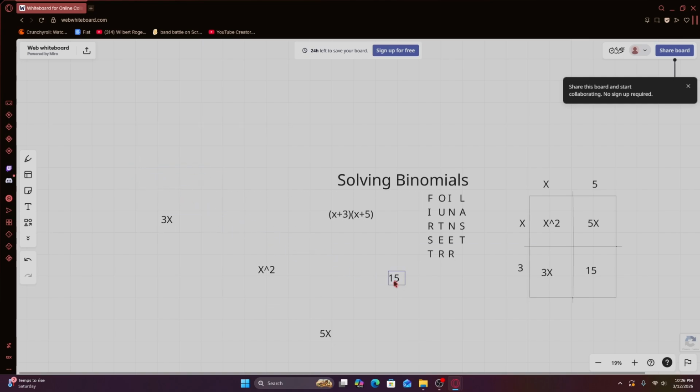So we would simplify this, and you should always have your two middle terms being combined if you simplify it correctly. So we would add 5x to 3x. We can combine 3x and 5x as like terms because they have the same variable. So we get a simplified trinomial being x squared plus 8x plus 15.